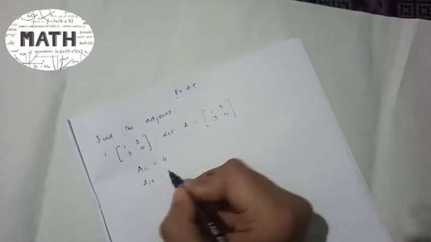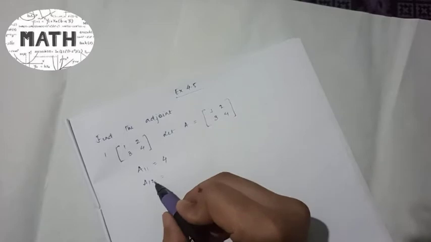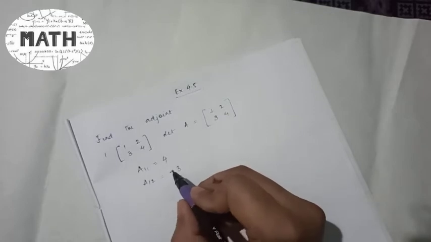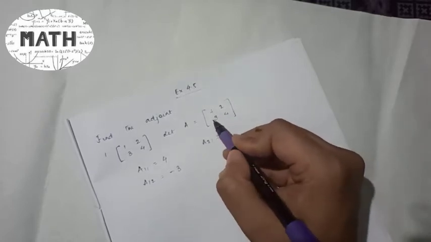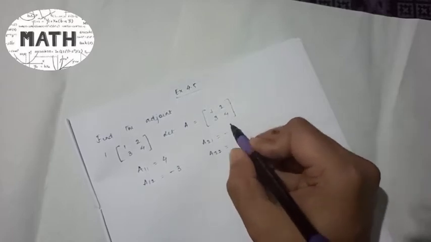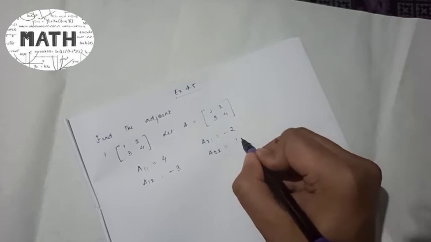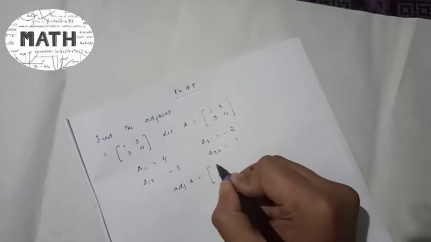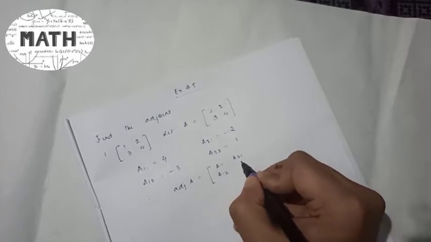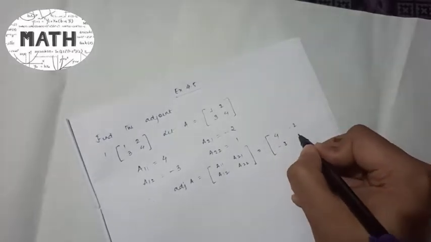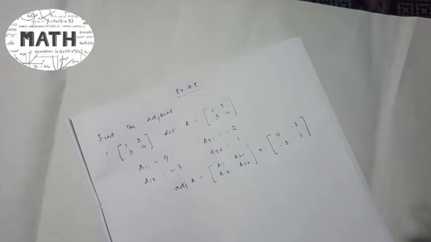Similarly A12, first row, second column gone. 1 plus 2 is 3, so minus. Why minus? Because 1 plus 2 is 3, and 3 happens to be odd. Similarly A21 is minus 2, and A22 will be 1. So therefore the adjoint of A is nothing more than A11, A12, A21, A22, which happens to be [4 -3; -2 1].